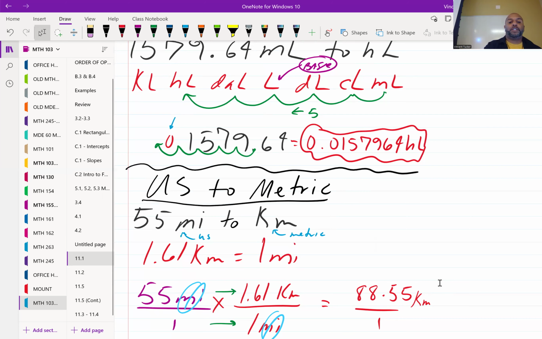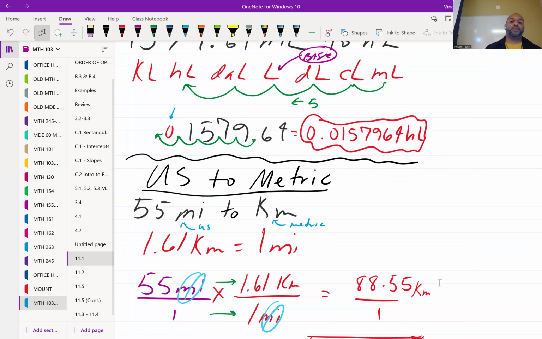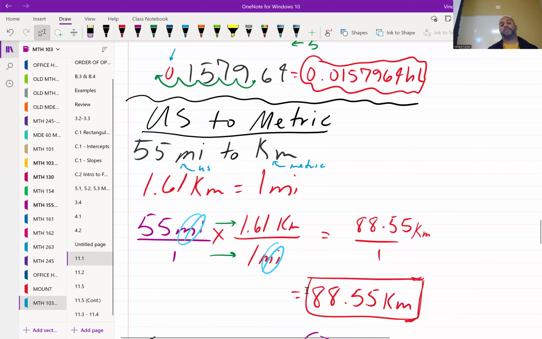All right, so set up your fraction, 55 miles over 1. Multiply that times 1.61 kilometers over 1 mile. Remember, the mile has to go down bottom because it needs to cancel out with the mile up top. So if you multiply across, 55 times 1.61 is 88.55. 1 is in your denominator, and that leaves you with just 88.55 kilometers.